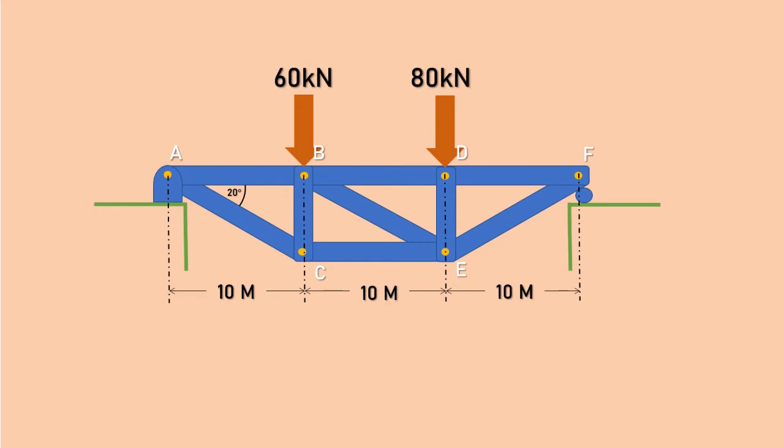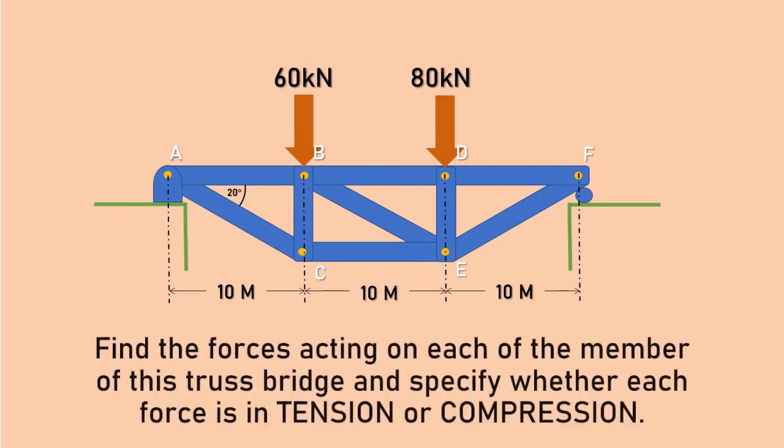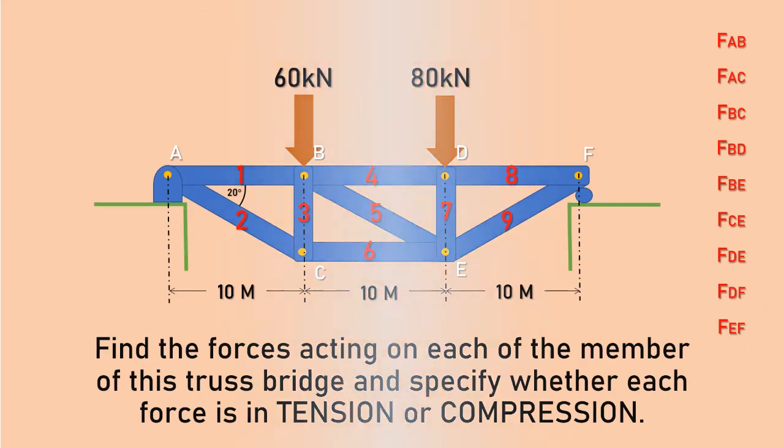Let's try solving this sample problem. We have here a truss bridge, and we are asked to find the forces acting on each member, and to specify whether the force in each member is a tension or a compression. So we have a total of 9 members: 1, 2, 3, 4, 5, 6, 7, 8, 9. The forces in these members are what we are going to find.